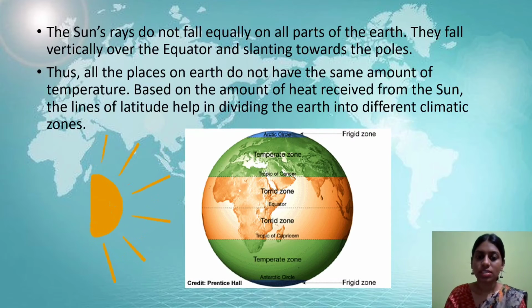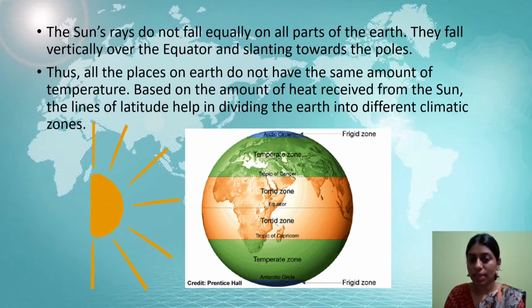So the sun's rays will not always fall equally in all the places of the earth. Only in the middle it will go straight. In the equator region, the sun's rays will fall straight, and in the other places the sun's rays will fall slanting. So the topmost place, which is the Arctic Circle, and the bottommost place, which is the Antarctic Circle, the sun's rays will go slanting, so it won't be sunny there.